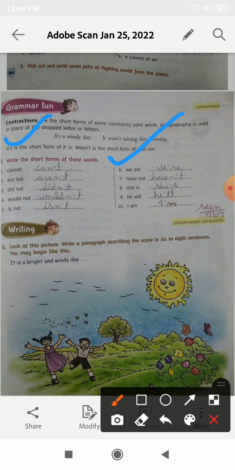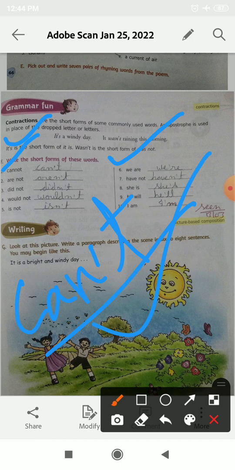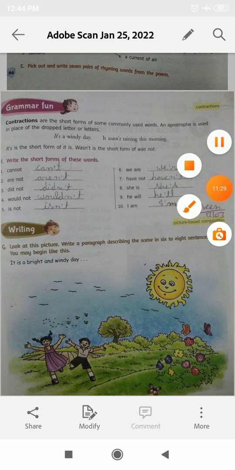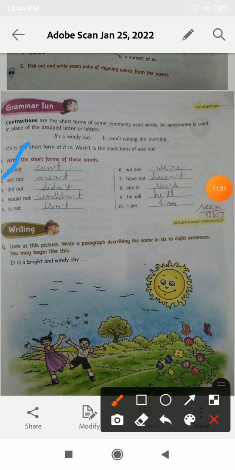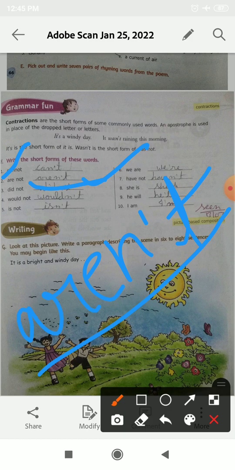Okay, so students, here the first word is cannot. First word is cannot. And the short form of cannot is can't. And we write it like this. This is the spelling of can't that you have to write in the first space. Now, next number, that is number 2. And here the second word is are not. And here you will write aren't. Okay, this is the spelling of aren't.